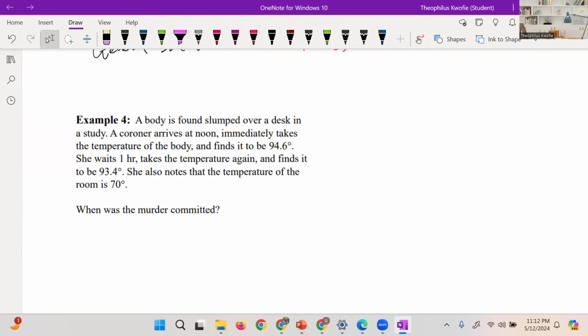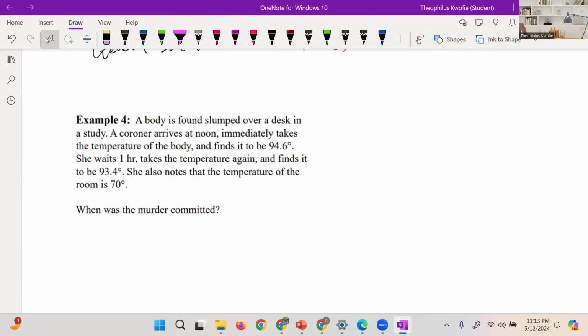All right, so the first problem is that a body is found slumped over a desk in a study. A coroner arrives at noon, immediately takes the temperature of the body and finds it to be about 94 degrees. She waits 1 hour, takes the temperature again, and finds it to be 93.4 degrees. She also notes that the temperature of the room is about 70 degrees. Now, when was the murder committed?